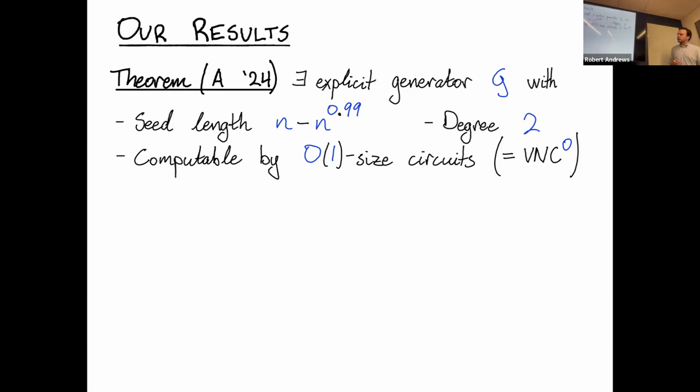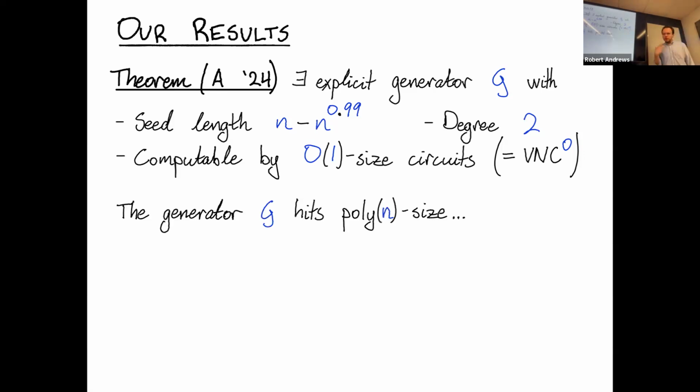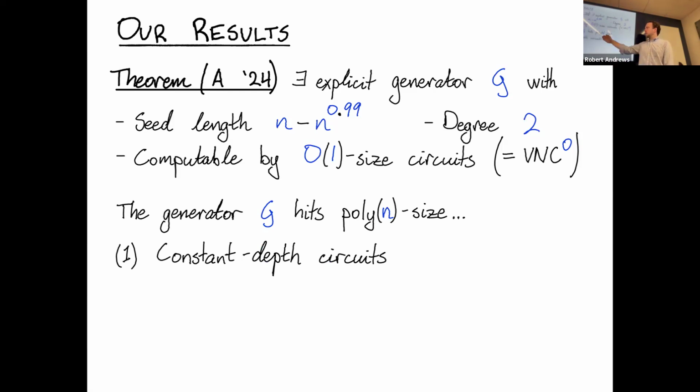So there's this generator, and it hits polynomial size. Well, we can fill this in 3 different ways. The first statement is that it just hits constant depth circuits of polynomial size unconditionally. No assumptions here, no anything.